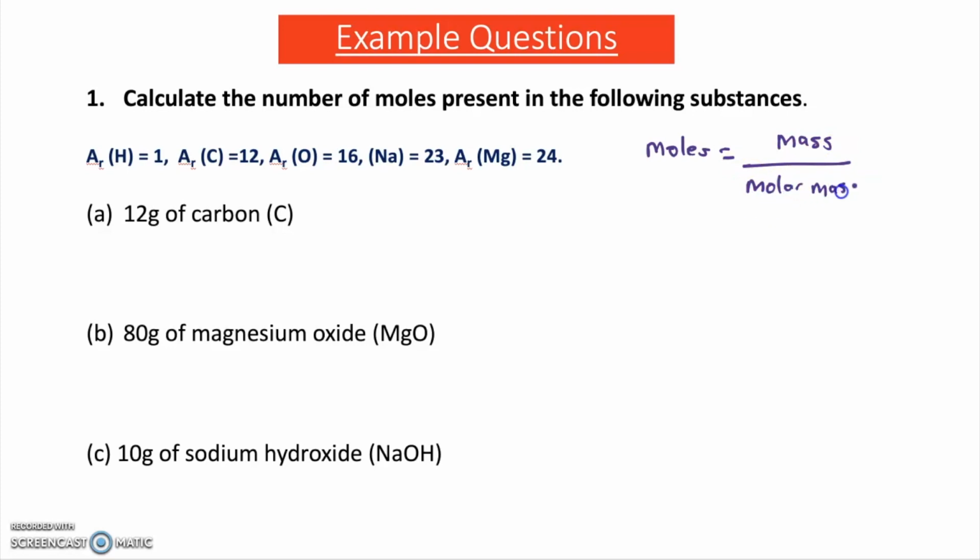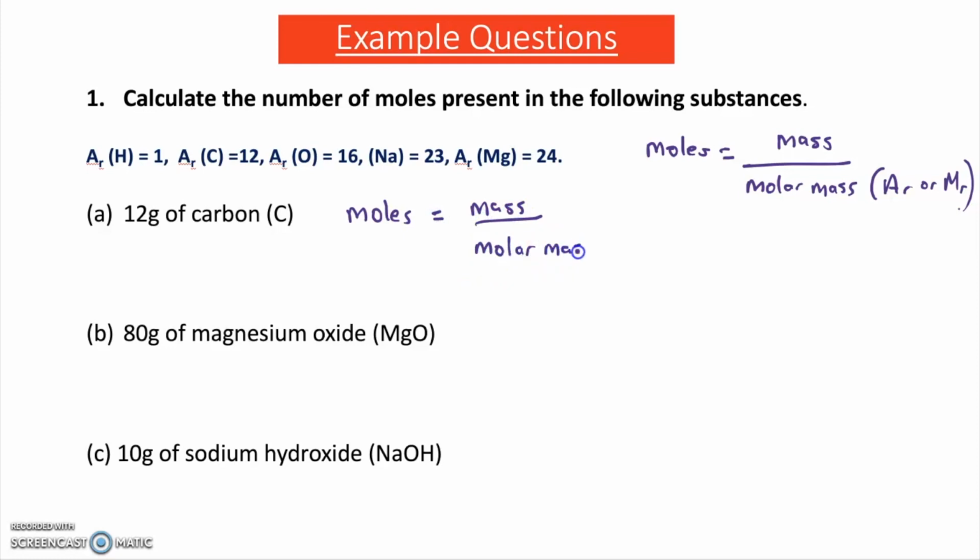Now the formula we need to use is moles equals mass over molar mass. And molar mass is in grams per mole. And it's equal to either the AR value if you're dealing with atoms or the MR value if you're dealing with molecules. Now in question 1a, where we're asked to convert 12 grams of carbon into moles, we're dealing with carbon atoms. So the molar mass is going to be simply the AR value for carbon.